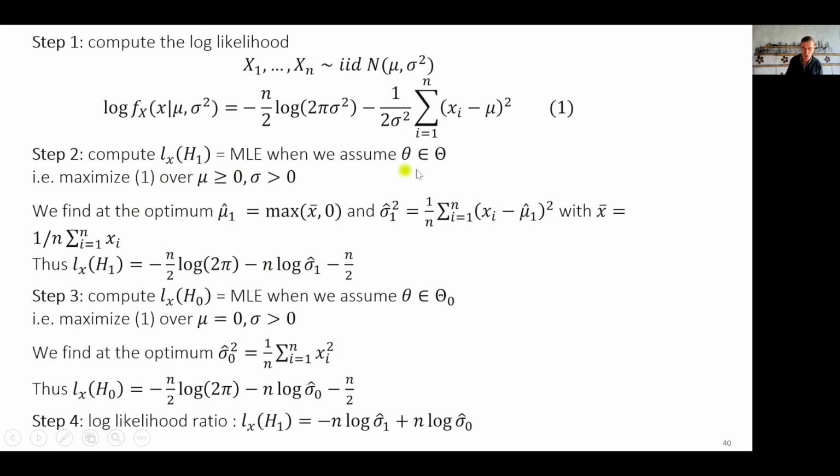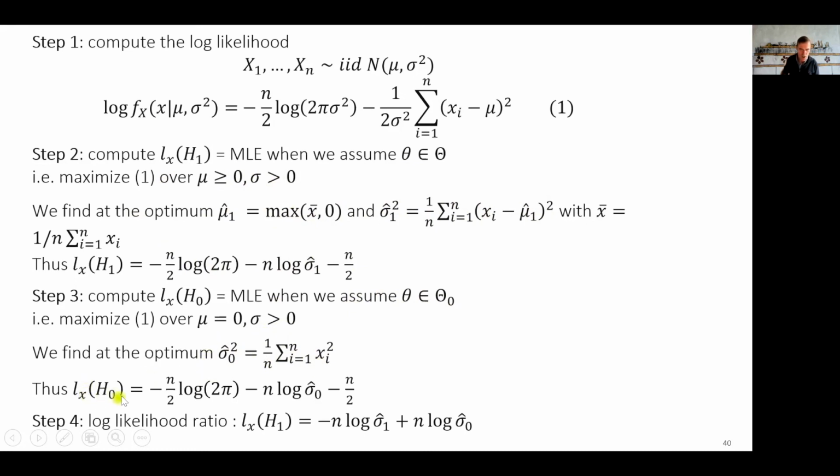So same thing, when I impose that mu is equal to 0, that means I impose H0 to be true. I have to redo the same exercise, but now it's easier because mu is known, it's 0. So I have to optimize only with respect to sigma. And we find that the optimum is found here, which is the same formula as here when we had imposed the estimation of mu to be 0.